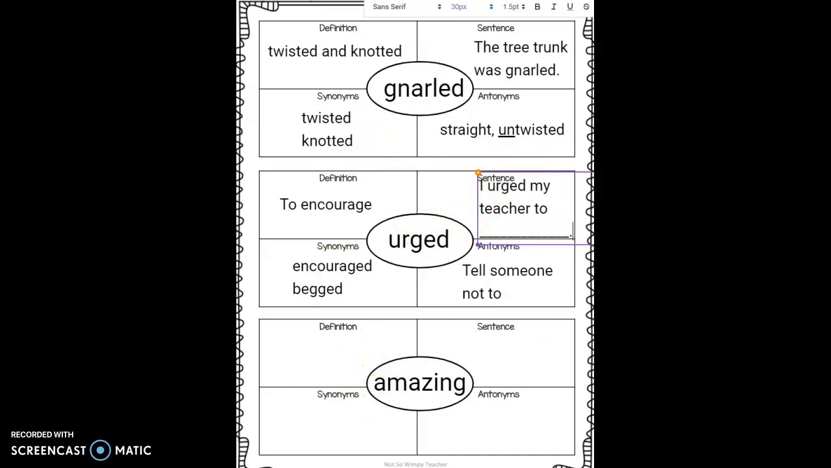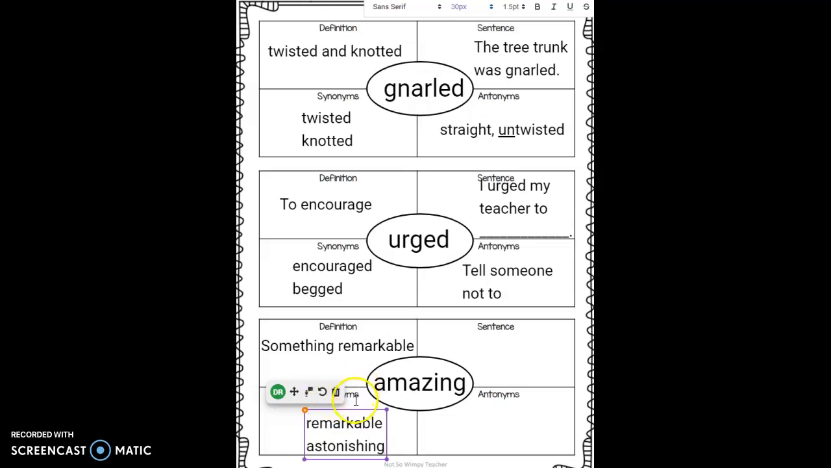And amazing. Amazing is something that is remarkable or astonishing. So for the definition, I want you to write something remarkable. R-E-M-A-R-K-A-B-L-E, remarkable. Something remarkable. And the synonyms you need to know are remarkable and astonishing.